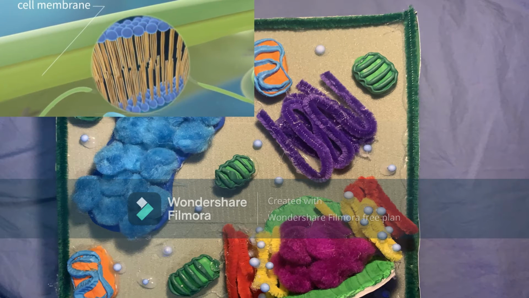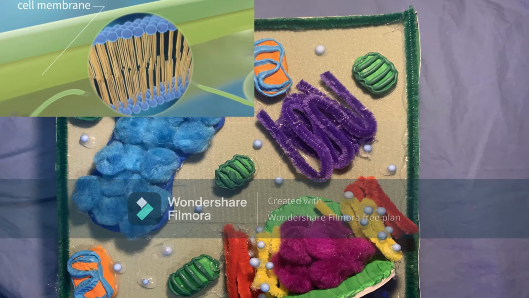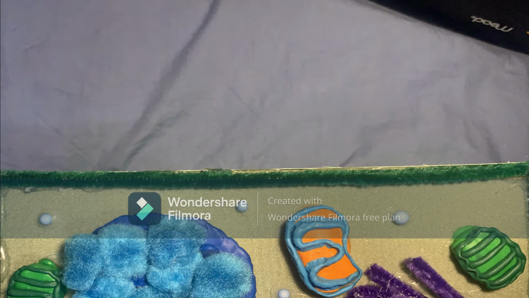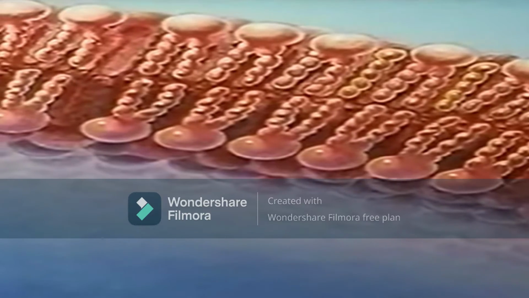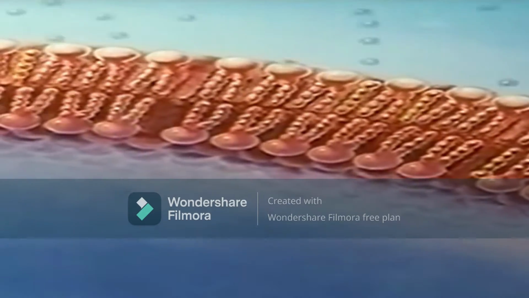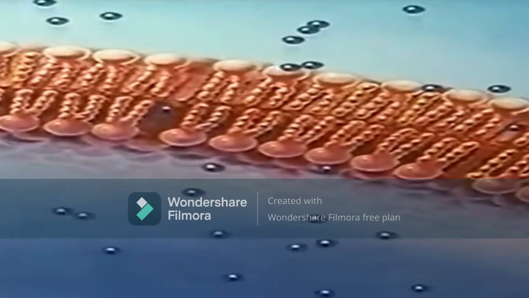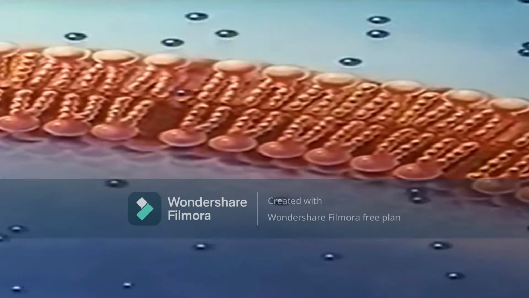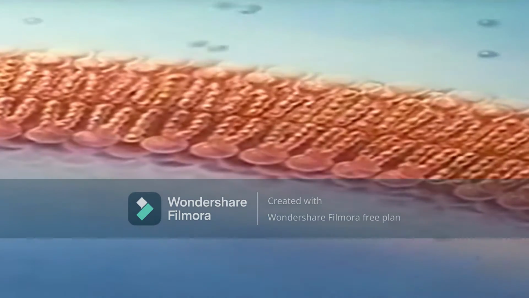Underneath the cell wall is the plasma or cell membrane. This is represented by the dark green pipe cleaners running around the cell. The plasma membrane is semi-permeable, meaning that it lets only some substances into the cell. It mainly transports nutrients into the cell and transports toxic substances out of the cell. The cell membrane is a phospholipid bilayer, which is made up of lipids and proteins.